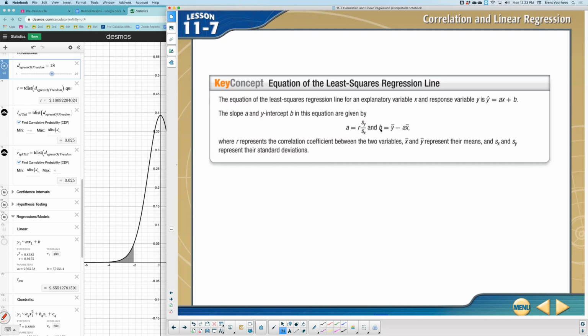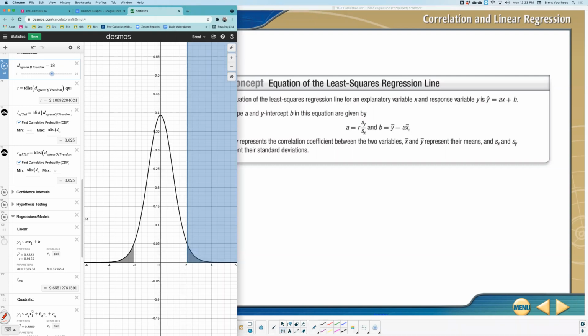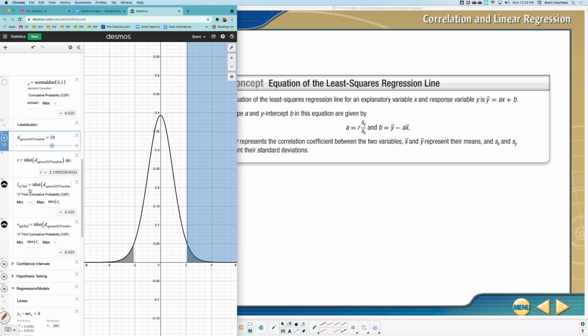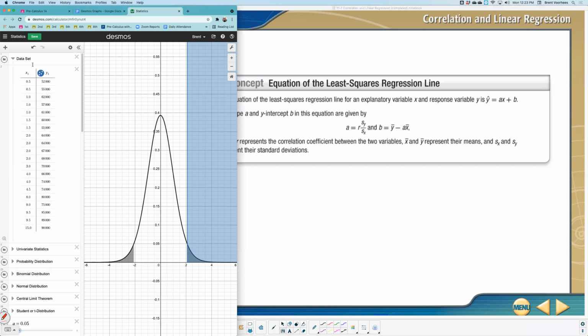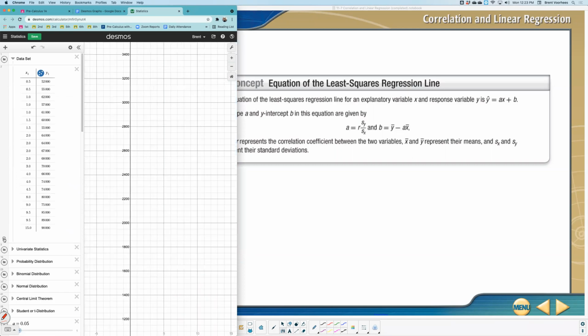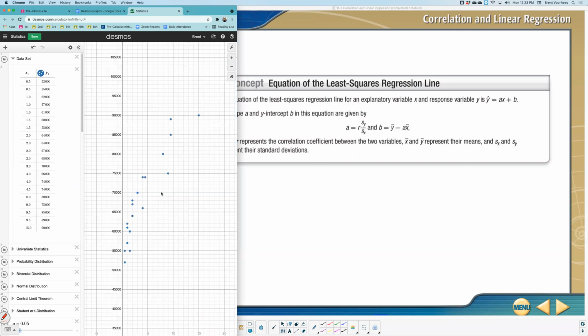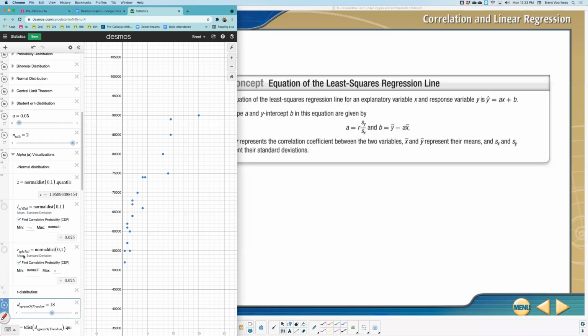And the b value would be the mean, the average y value, minus the slope times the mean of the x data set. So in our particular problem, I'm now going to zoom back in on the data set we had earlier. Here were my data points, and we're now going to see the linear regression that we came up with.